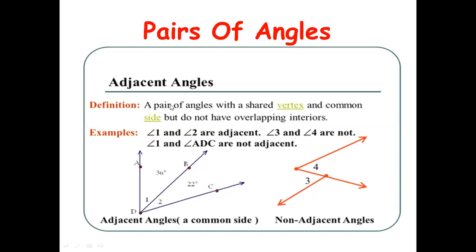An adjacent angle is a pair of angles, pair meaning two, with a shared vertex. So the vertex is going to be the same, and a common side, but they do not have overlapping interiors. They will not be on top of each other, but rather they will have one vertex and one arm or one side in common.